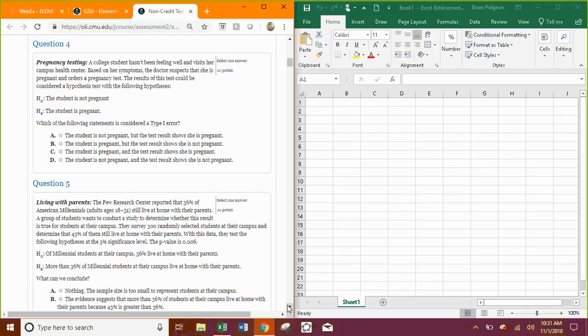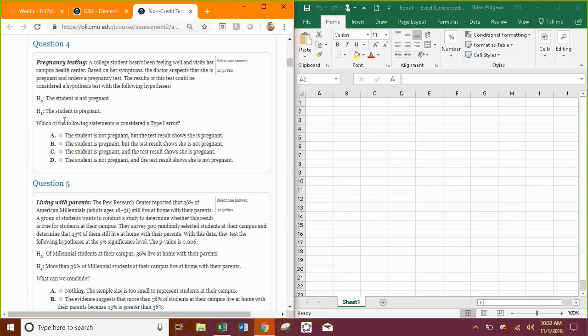Pregnancy testing. A college student has been feeling well and visits her campus health center. Based on her symptoms, the doctor suspects that she is pregnant and orders a pregnancy test. The results of this test could be considered a hypothesis test with the following hypotheses. The null hypothesis is that the student is not pregnant, and then the alternative is that the student is. Which of the following is a type 1 error?